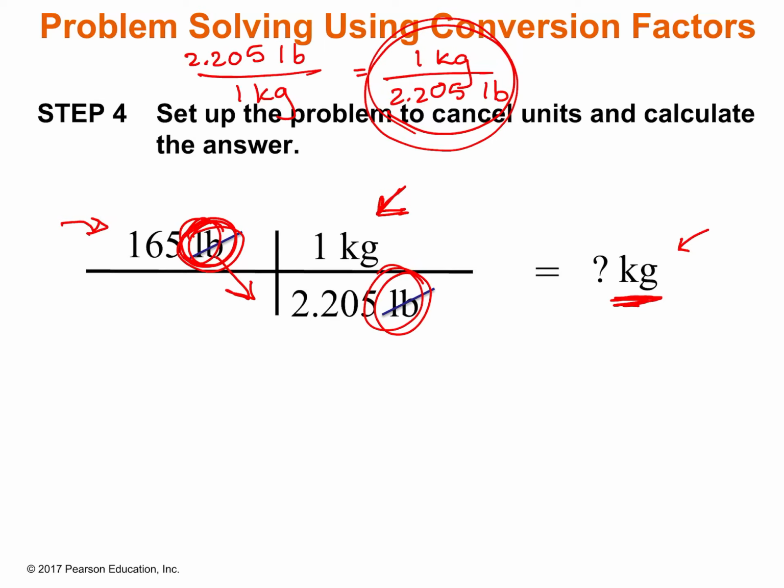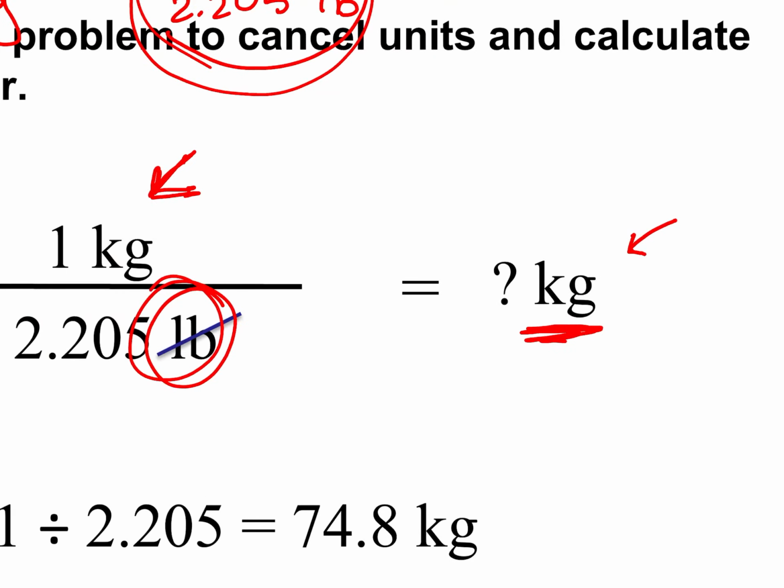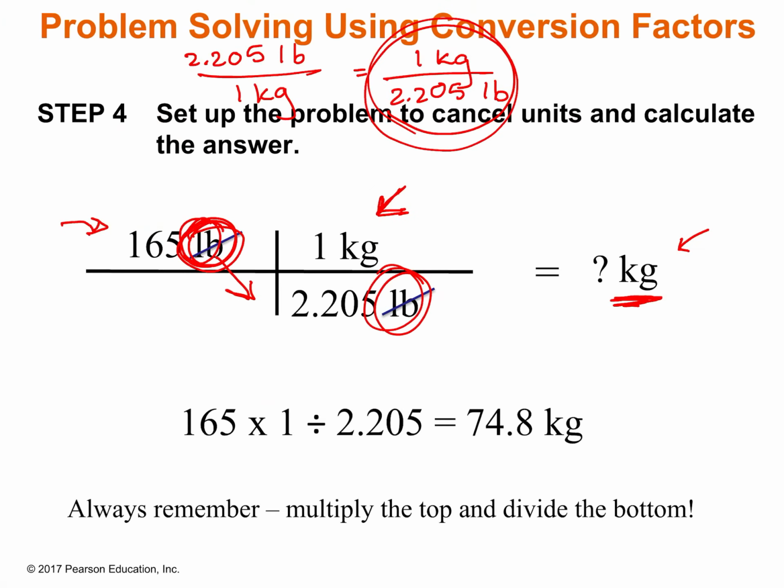So now we can go about actually solving the problem mathematically. The way that it works is that we are going to multiply all of the numbers on the top and divide by all of the numbers on the bottom. So we're going to do 165 times 1 divided by 2.205, and that will get us 74.8 kilograms. This is what I want you to remember. Always multiply the numbers on the top, divide by the numbers on the bottom. Everything on the top gets multiplied, everything on the bottom gets divided, and then you'll keep the unit that's in this last box.